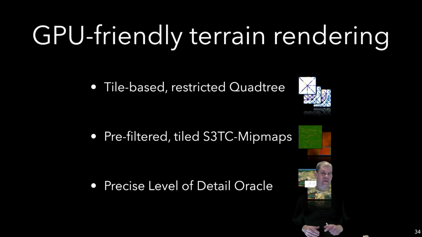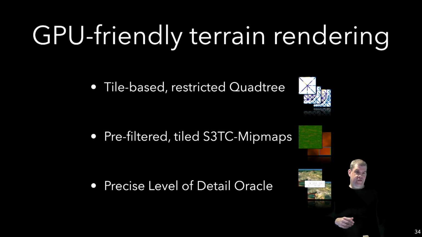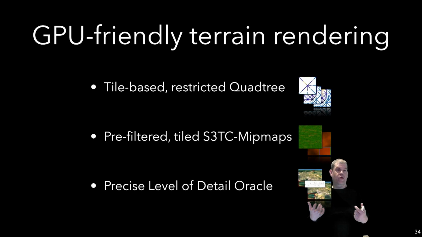Now let's look at the second technique, this GPU-friendly terrain rendering. It's obviously something that is done well for GPU-based terrain rendering, and it's based on a number of ideas that are all combined into one big technique. The first one is that it uses tile-based restricted quad trees. That is a similar thing to what we've seen before for ROAM, the real-time adaptive meshing.